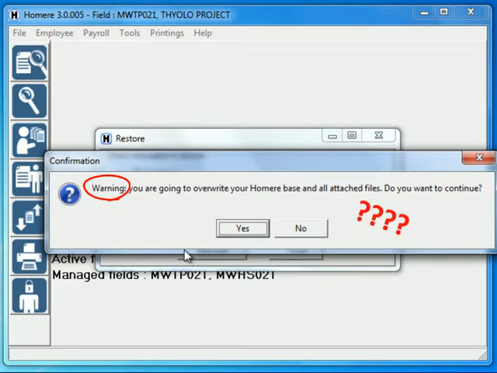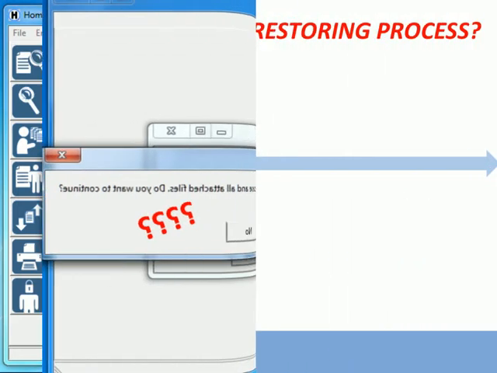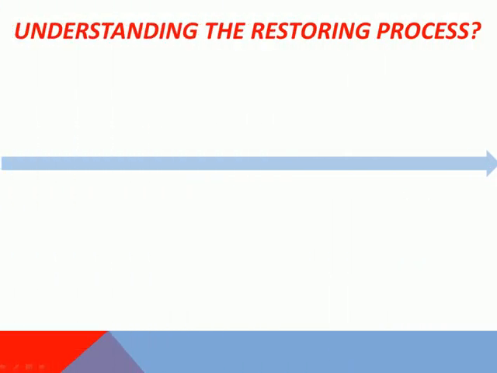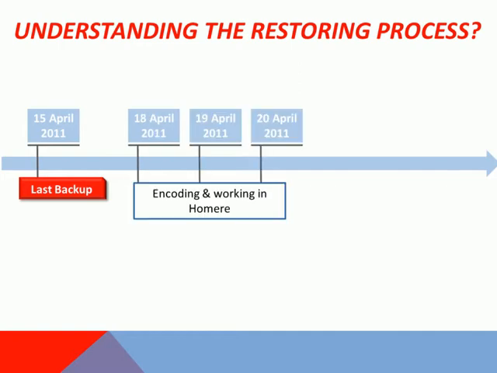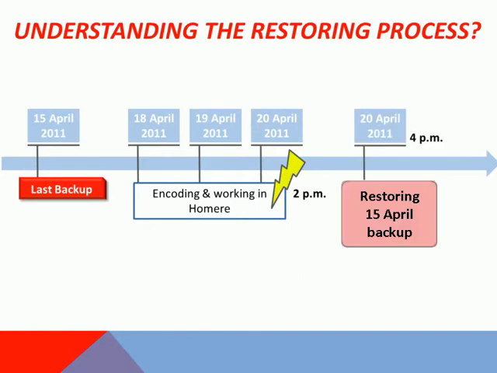What does it mean exactly? Let's say that you did your last backup on the 15th of April. Then you encoded new information in Homere on the 18th, 19th, and 20th of April. Then suddenly, the database is not responding anymore. But you need to settle a contract. It's urgent. So after a while, you decide to restore your last backup.